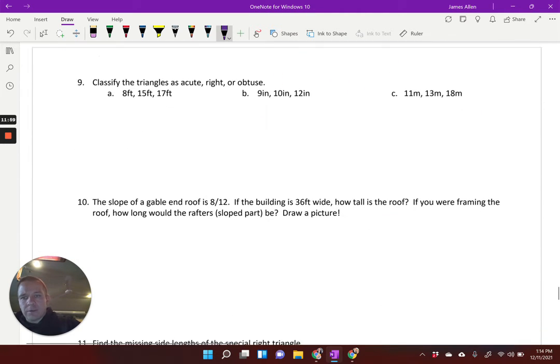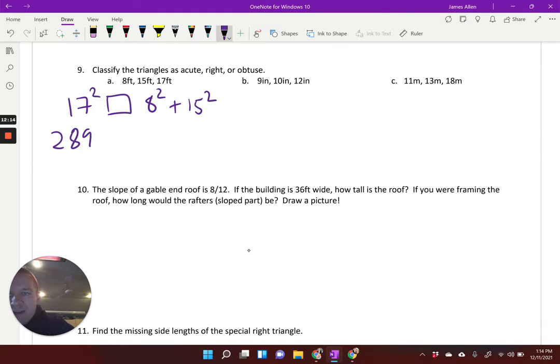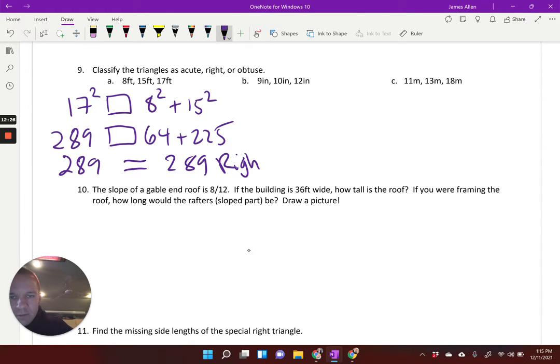All right. Classify the triangles as acute, right, or obtuse. So 8, 15, 17. That is actually one of our triples. But if we want to show the math, 17 squared, and then I have 8 squared plus 15 squared. That's going to be 289. And then I have 64 and 225. So that becomes 289, and this is 289. So equals, that is a right triangle. Since it was a triple, it would fit the Pythagorean theorem.